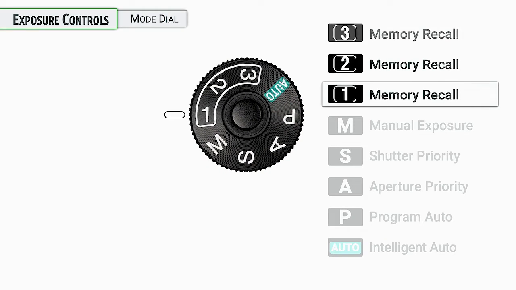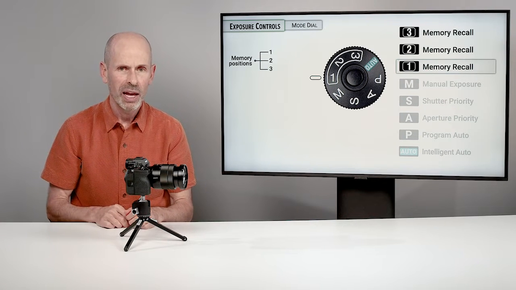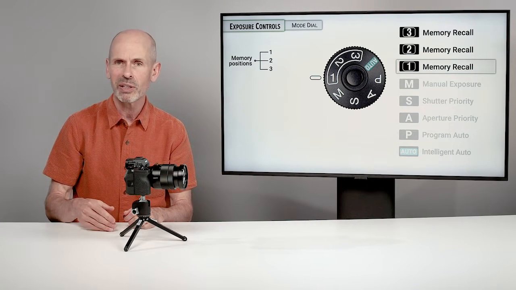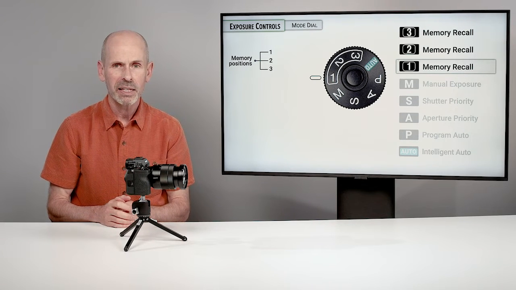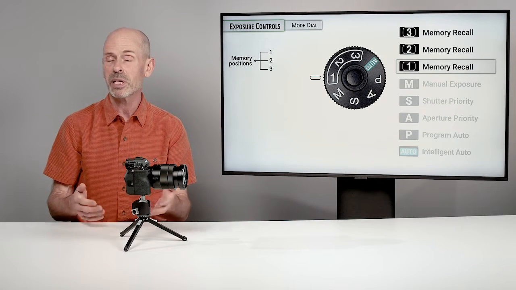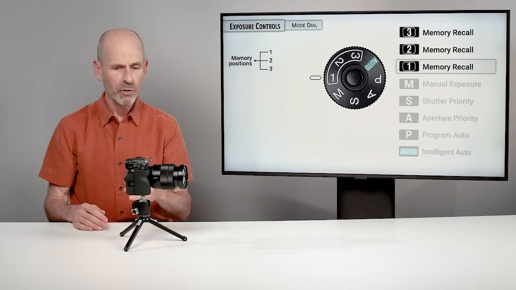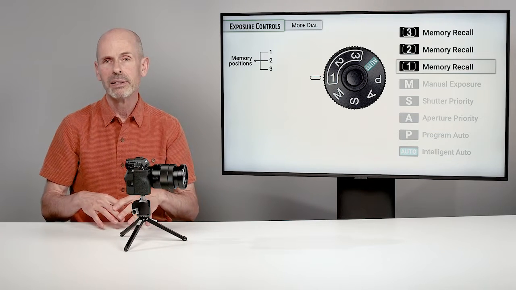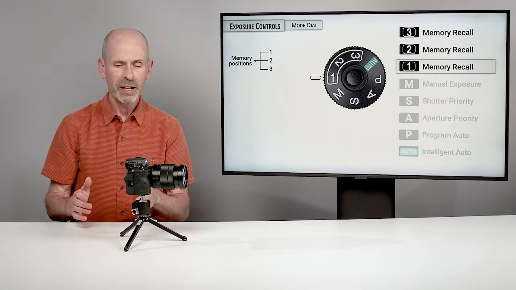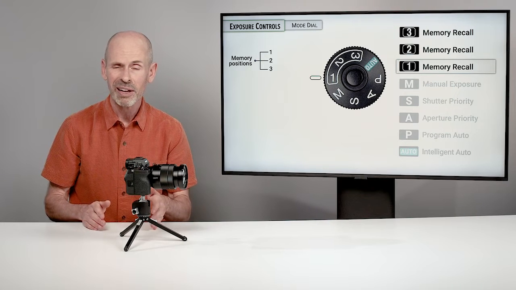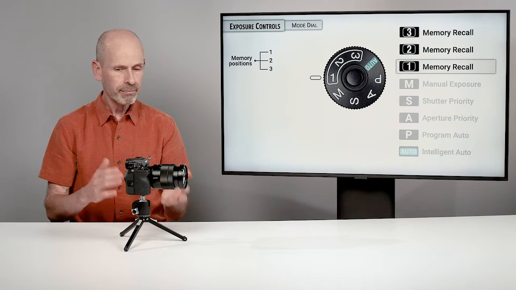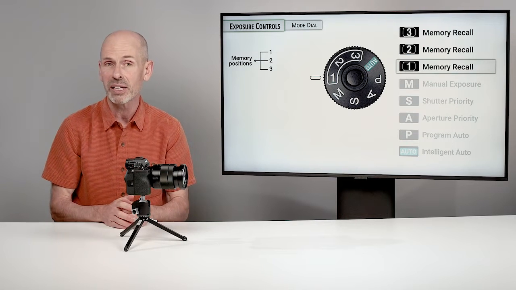All right, next up, 1, 2, and 3 is the memory recall positions. And so this is where you can set the camera up to work in a particular style with a particular set of features, and you can quickly go to those by just turning the dial to 1, 2, or 3. And the idea here is that you might have a couple different types of photography that you do, and it requires a lot of changes from the focusing system to the metering system to customization of the camera. And it just takes too long to go from one to the other by changing all of those things individually. You can do those with preset memory settings here.